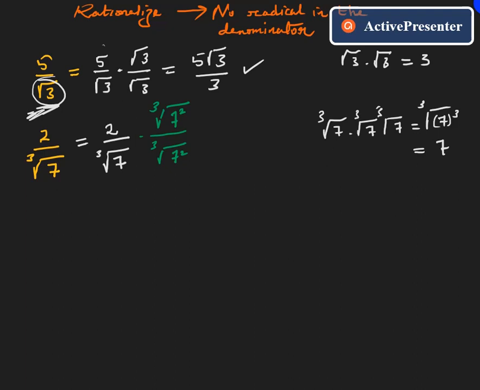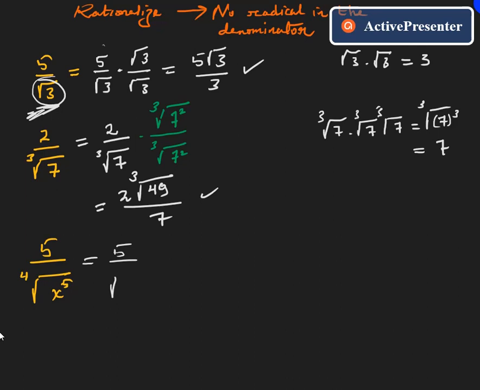So this is equal to what? This is equal to 2 multiplied by the cubic root of 49 over what? Over 7. You rationalized. Another question, if it comes to you, it is very easy, but you need to focus really. 5 over the fourth root of x to the power 5. How to rationalize that? In order to rationalize this, we will write it as it is first.